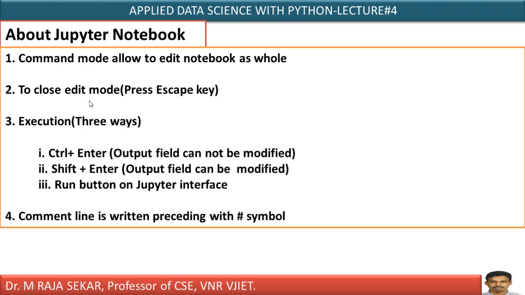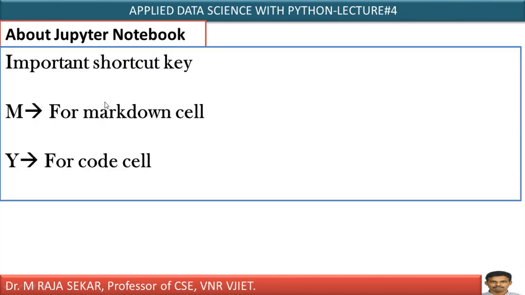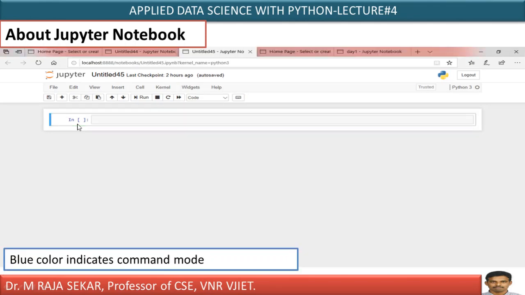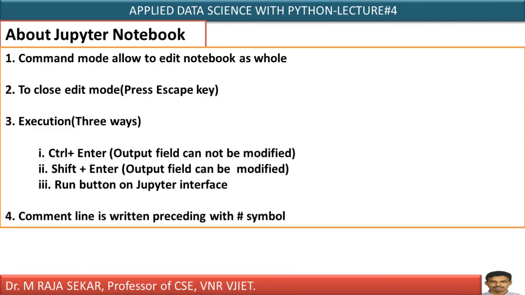To close edit mode, how can I say whether it is in edit mode or not? If it is in green color, that is edit mode. If you want to come out of this particular mode, just press the escape key. It's not a button, I must say key. If you want to close edit mode, the cell must be in green color. Then if you want to come out of that mode to command mode, that is the blue color cell, just press the escape key.